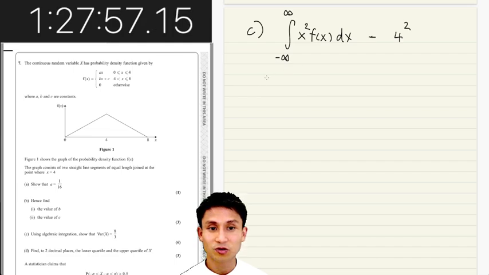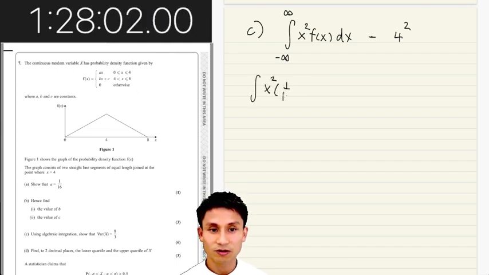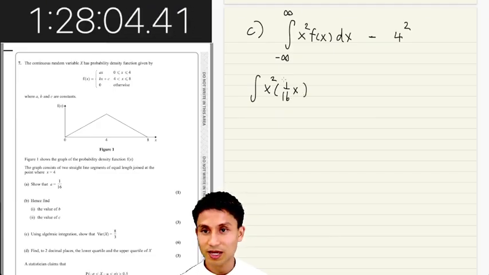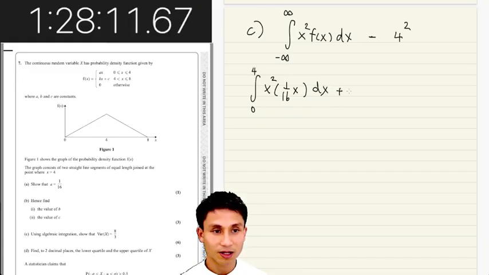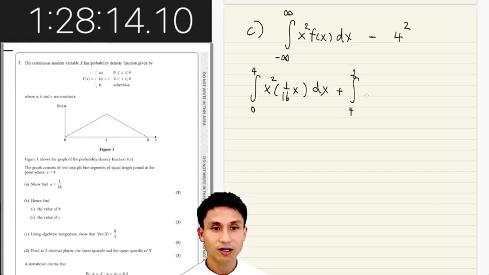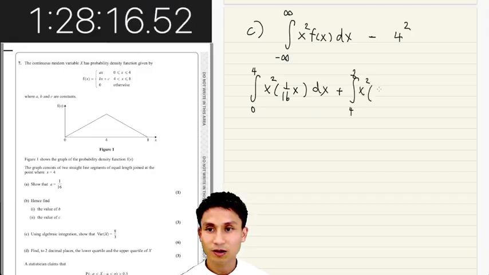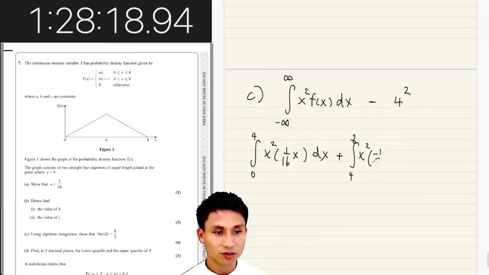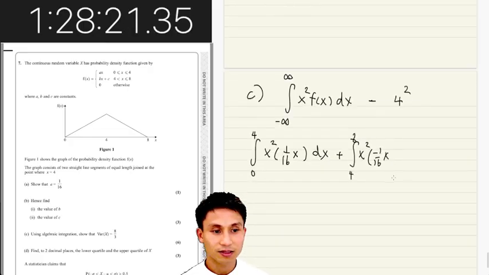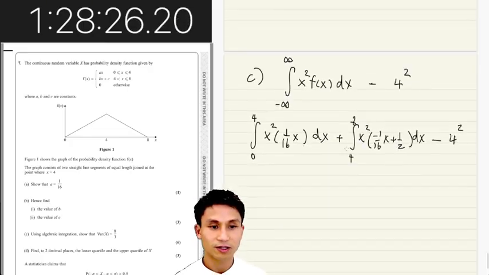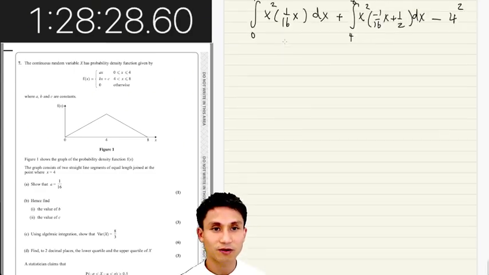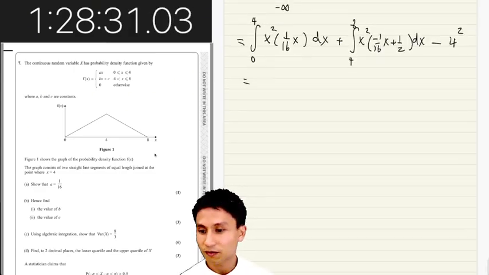Okay, this will split into 2 parts, right? So we are integrating x squared. The first part is 1/16 x, from the ax there, dx, and we are integrating from 0 to 4. And then plus the other part is from 4 to 8: x squared, and then b is minus 1/16 x, and then c is plus 1/2. And then minus 4 squared. Whatever we get there should be the variance of X as required.